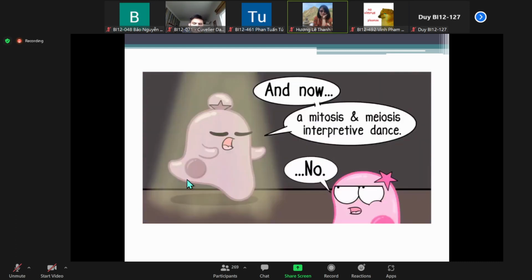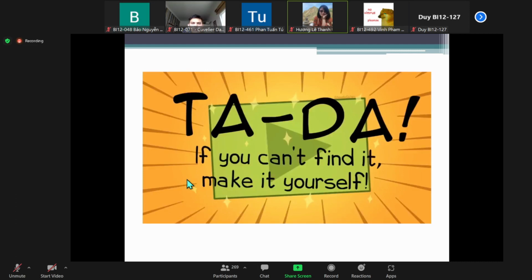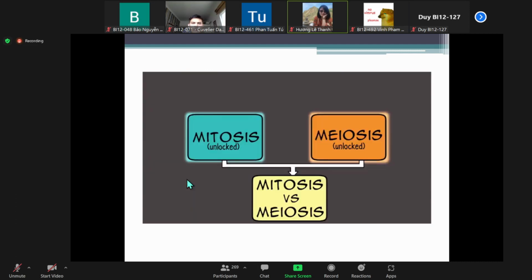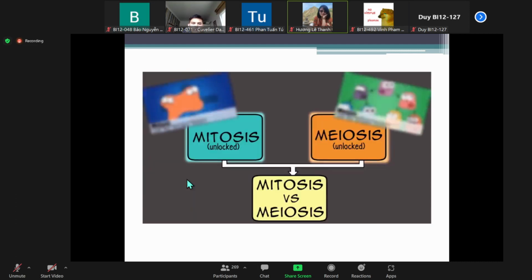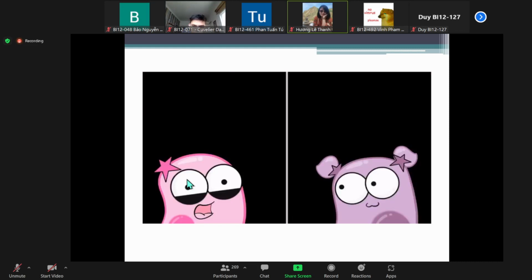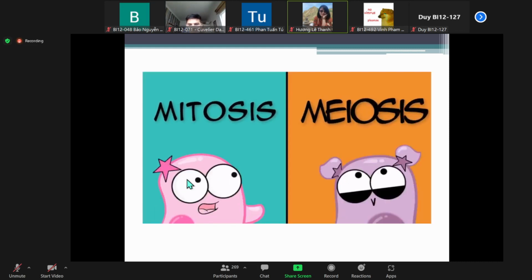You know what would have really helped me? A side-by-side comparison. And that's what this video is. We assume you already have a background of mitosis and meiosis. If not, take a look at our videos on them. But this video is a side-by-side comparison, presented in a split screen. Mitosis on the left, meiosis on the right.